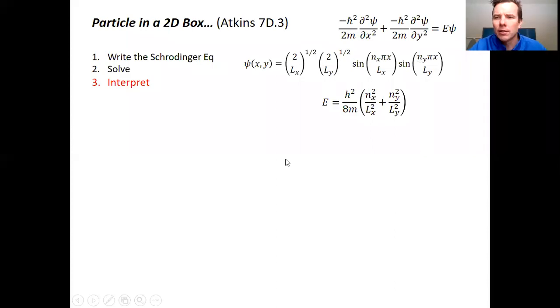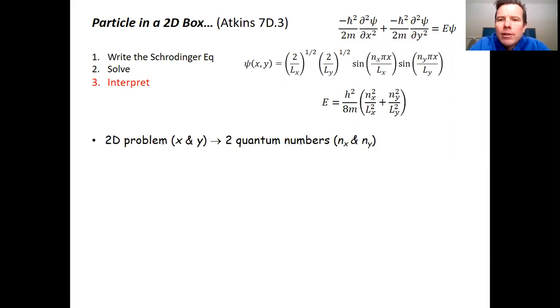All right, hi everyone. This is our last video in the particle in the box. We were talking about the 2D particle in the box. In the previous one, we wrote the Schrodinger equation. We solved it. We got these wave functions and energies. And in this video, I want to talk about how we interpret these results.